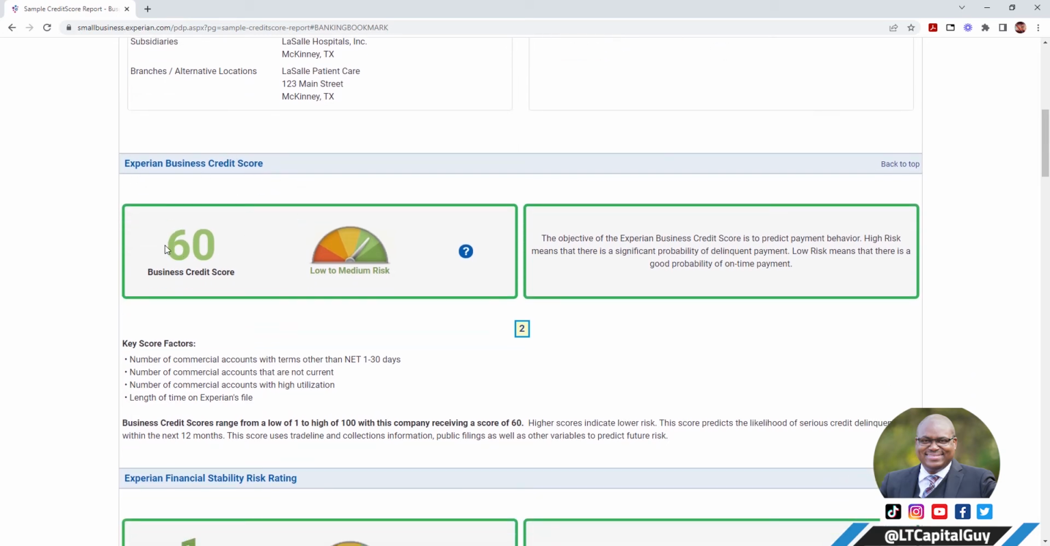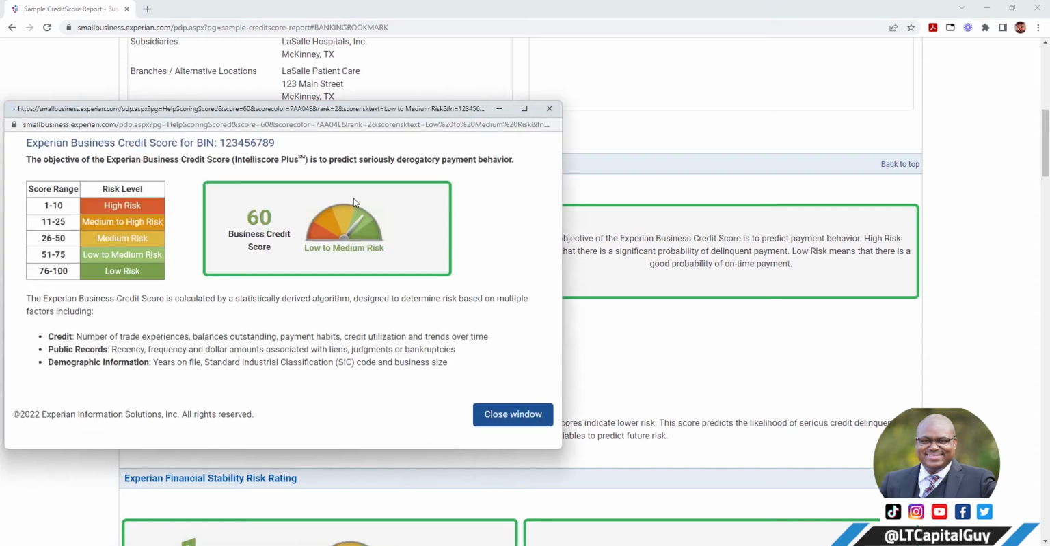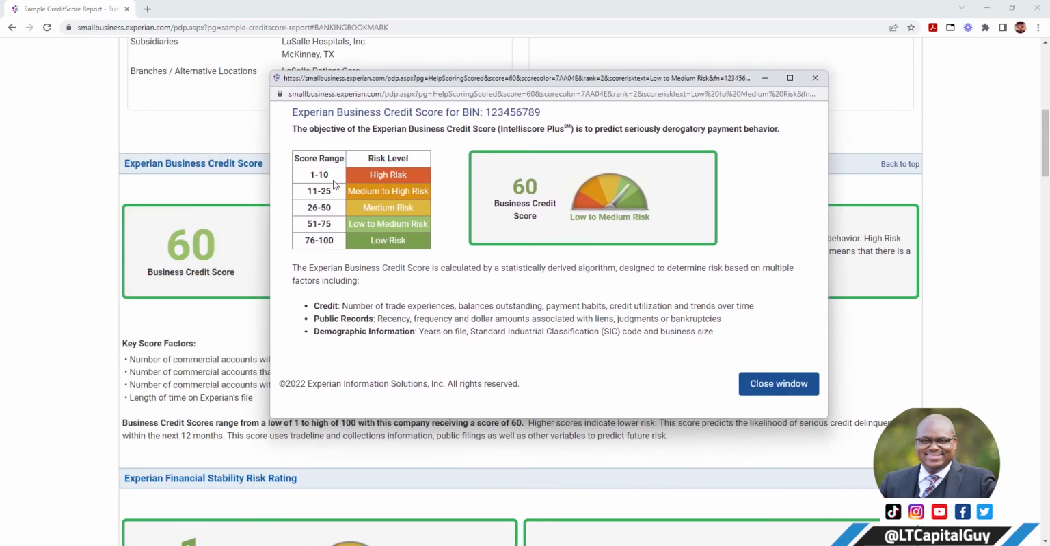And so this is the Experian IntelliSense score. They use their own algorithm to determine what your score will be based on the information they have. And they rate you from a high risk to a low risk area. You can get more information about that by clicking on this little question mark, and it tells you how the numbers correlate to the risk level. In this case, 1 to 10 is high risk, 11 to 25 is medium to high risk, 26 to 50 is medium risk, 51 to 75, we're starting to get into our green here, low to medium risk, and 76 to 100 is low risk.